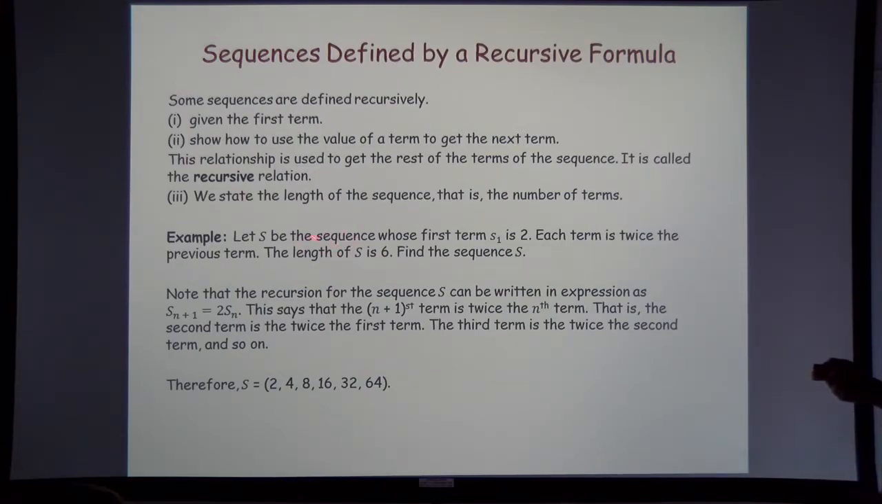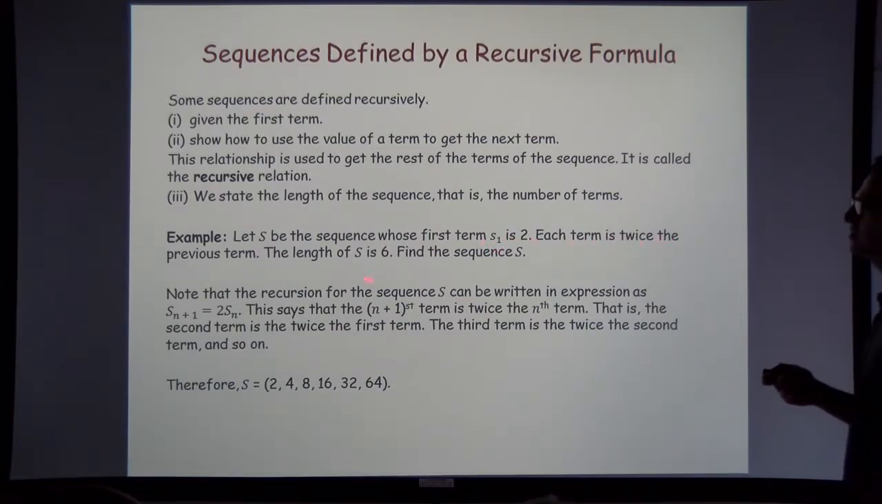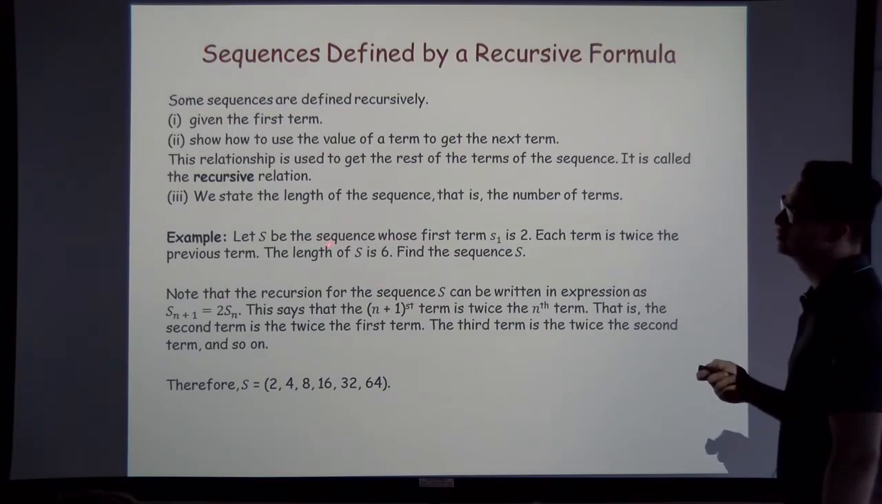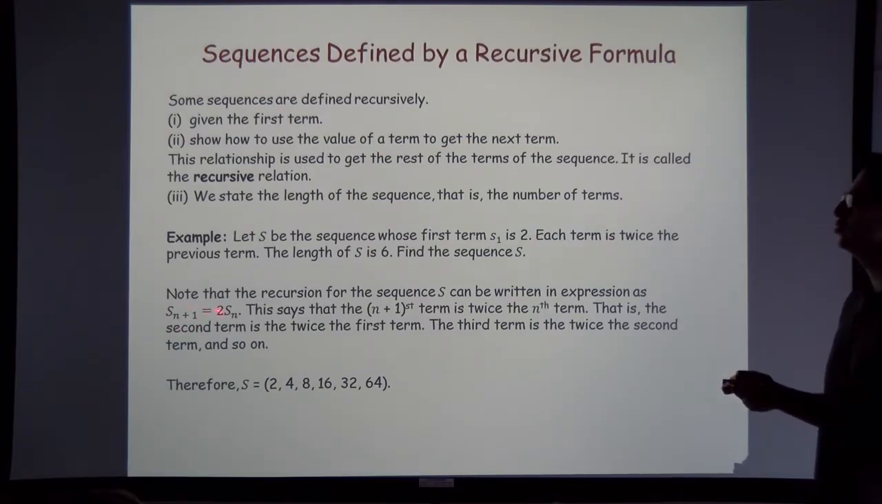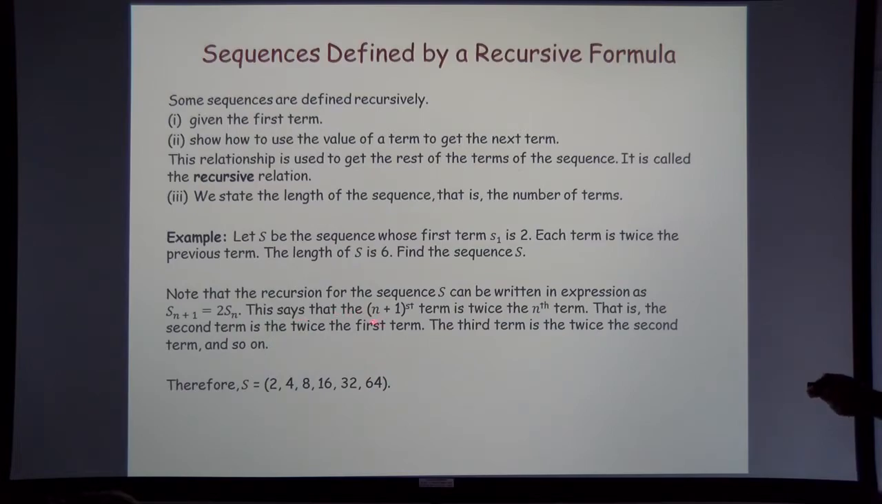So let S be the sequence whose first term, S1, is 2. Each term is twice the previous term. The length of S is 6. So find the sequence S. We know we're going to have 6 terms in our sequence, and we're going to start off with 2. So note that the recursion for the sequence S can be written as the expression S(n+1) = 2S(n). This says that the (n+1)th term is twice the nth term, meaning the next number, the following number coming after.